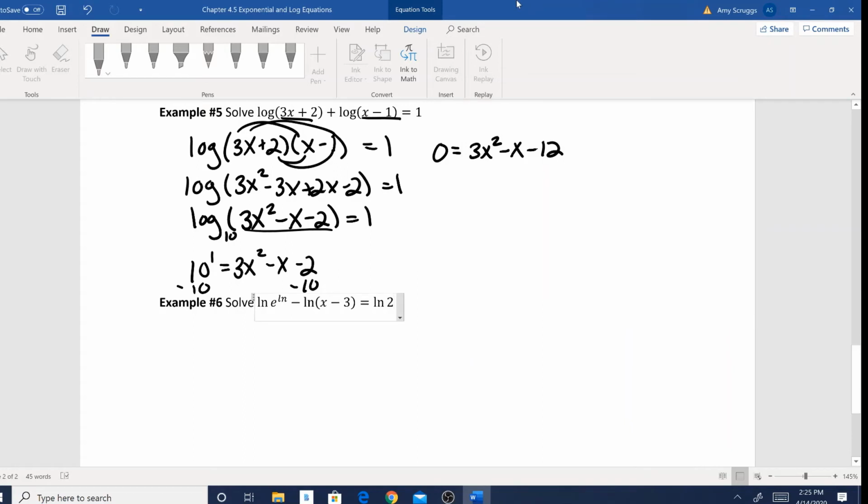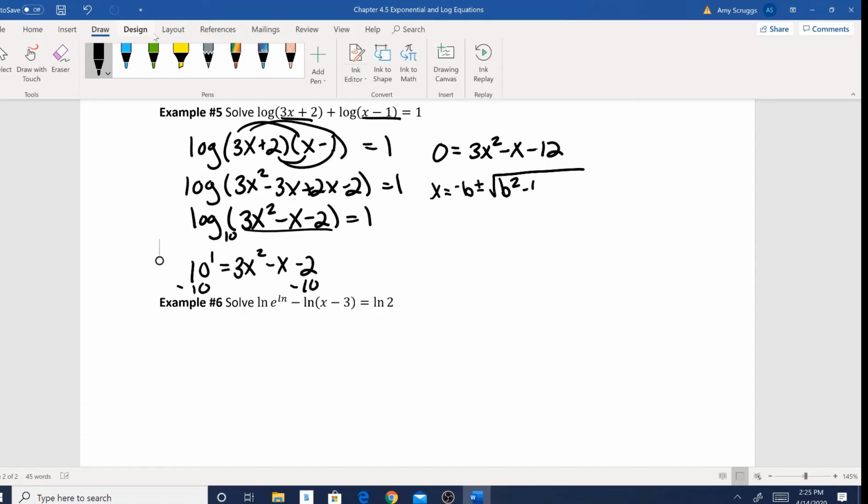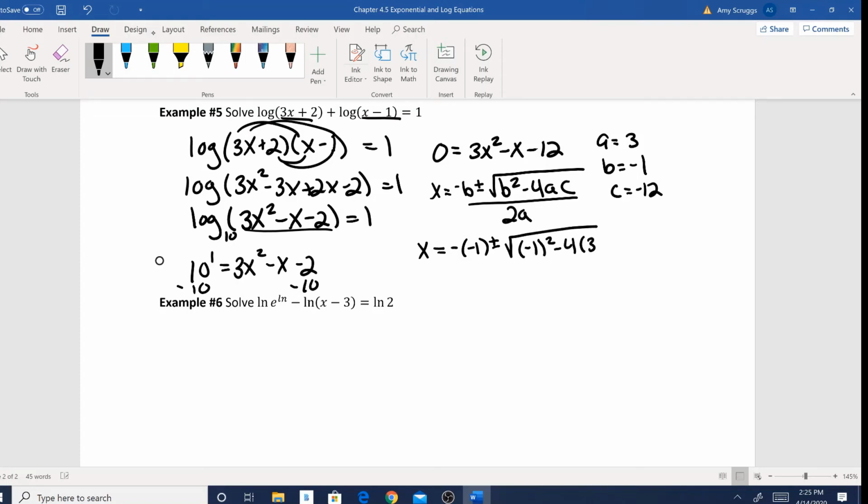Okay. Making sure I have enough time. So the quadratic formula is x is equal to negative b plus or minus the square root of b squared minus 4 times a times c, over 2a. In this situation, our a is 3, our b is negative 1, and our c is negative 12. So we'll have x is equal to negative negative 1 plus or minus the square root of negative 1 squared minus 4 times 3 times negative 12, over 2 times 3.